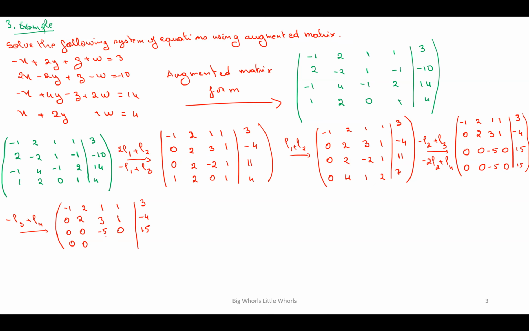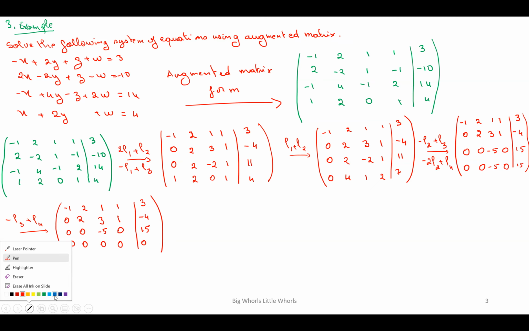So minus 5 by minus 5 is 5. So 5 minus 5 plus 5 minus 5 is 0. And minus 0 plus 0 is 0. And minus 15 plus 15 is 0. Okay, so this is going to be the echelon form matrix.